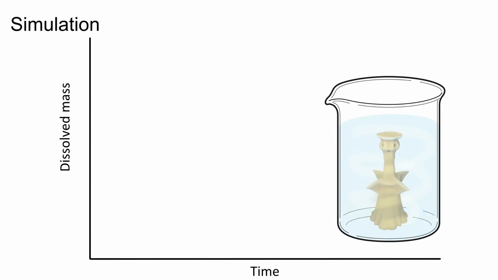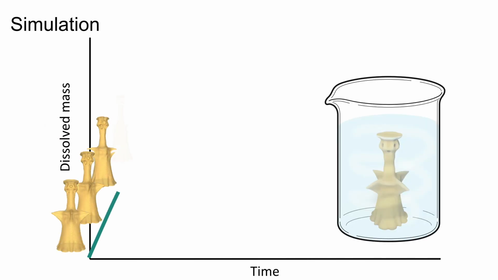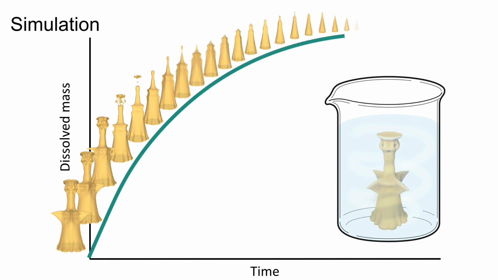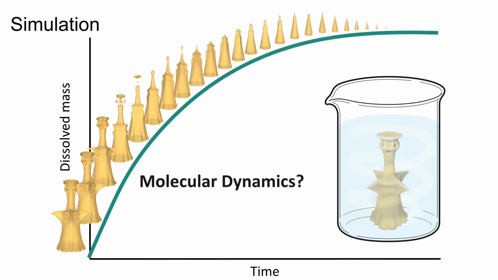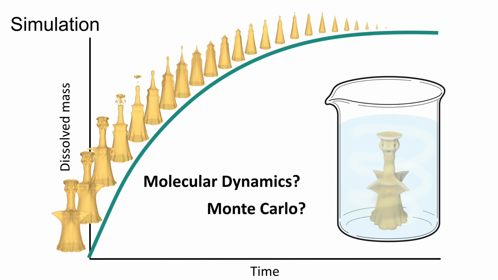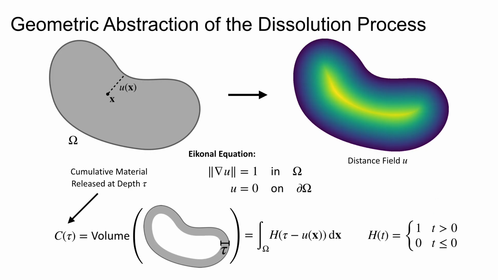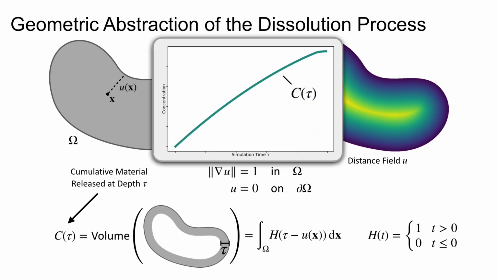To design structures achieving a target release profile, we must first develop an efficient and differentiable dissolution simulation. Past approaches have ranged from molecular dynamic simulations at the small scale to larger scale Monte Carlo models. We propose a more efficient and differentiable approximate model based on geometry that nonetheless proves sufficiently accurate for design. Our approximate simulation calculates the volume released after the tablet dissolves to a depth of tau simply by constructing a distance field u from each point to the boundary, then evaluating an integral. By repeating this calculation at each depth, we can construct a simulated release curve.